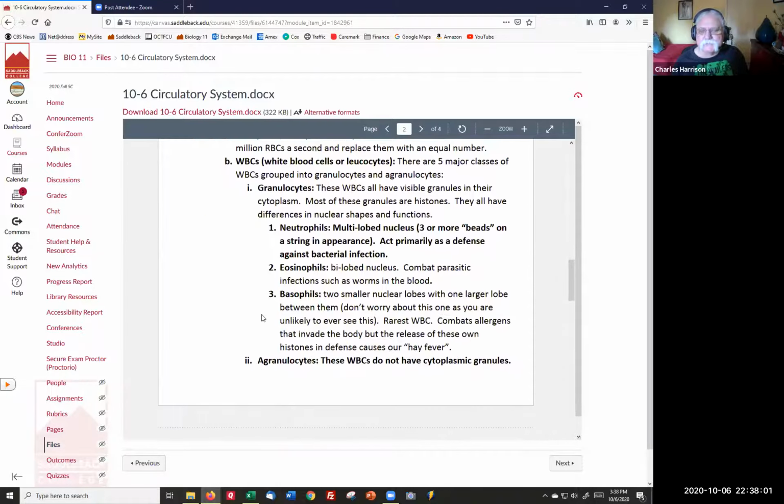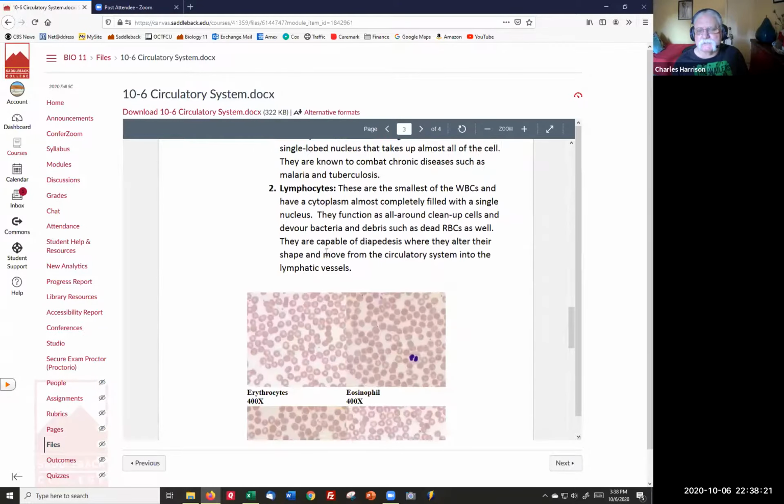Here's the first one. I've got a picture of it in a second. A neutrophil. The neutrophil is multi-lobed with 3 or more beads on a string in appearance. It's primarily acting as a defense against bacterial infection. Let's go down and see it.